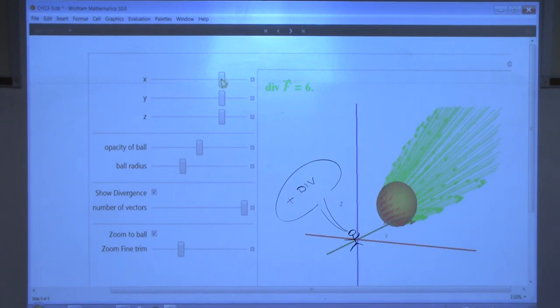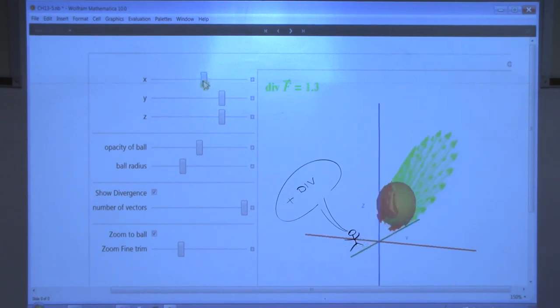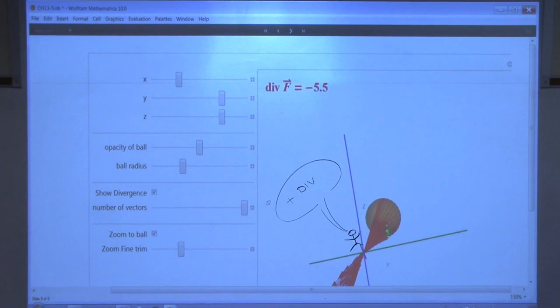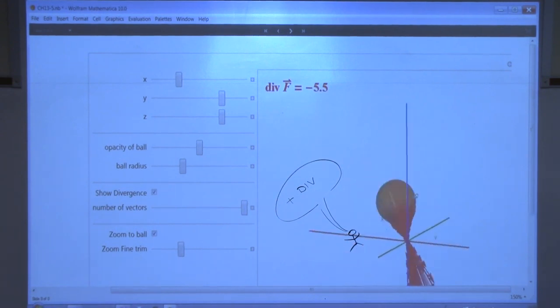Let's move this thing around. Maybe we can get some negative div here. Oh, here we go. Something's happening over here in the field. Now we're getting negative div. We're dodging. Yeah. I think you get the idea.